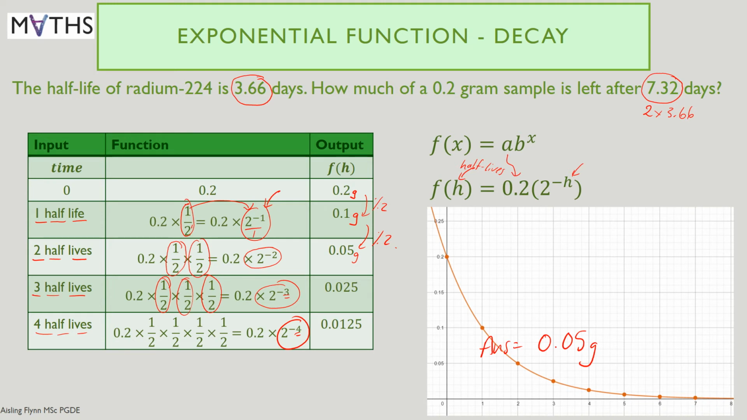Okay, and this was a picture of that function. You can see at time 0 we have 0.2 grams, and after 1 half-life that has dropped to 0.1 grams. After 2 it's halved again to 0.05. After 3 it's halved again to 0.025, and so on.